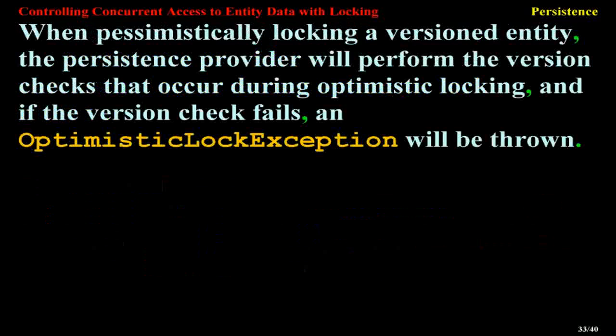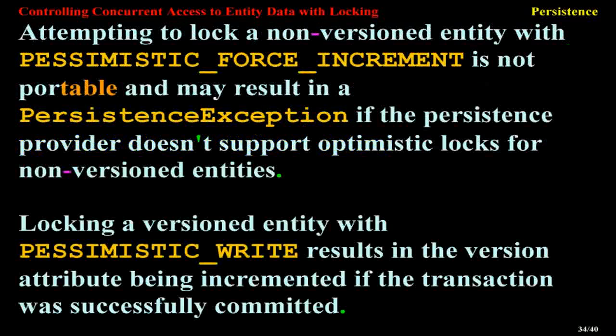When pessimistically locking a version entity, the persistence provider will perform the version checks that occurred during optimistic locking, and if the version check fails, an OptimisticLockException will be thrown. Attempting to lock a non-version entity with pessimistic force increment is not portable and may result in a PersistenceException if the persistence provider doesn't support optimistic locks for non-version entities. Locking a version entity with pessimistic write results in the version attribute being incremented if the transaction was successfully committed.